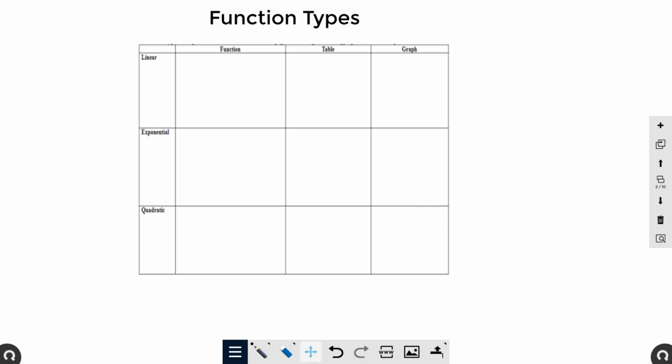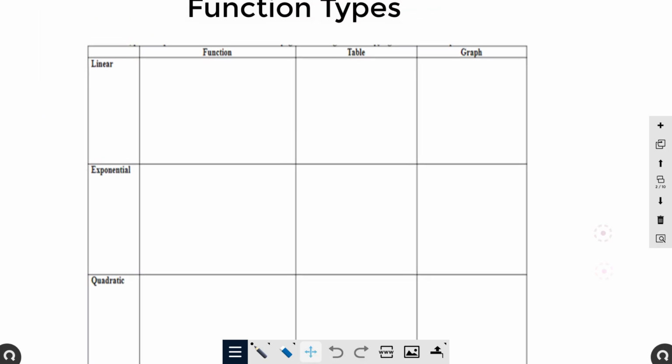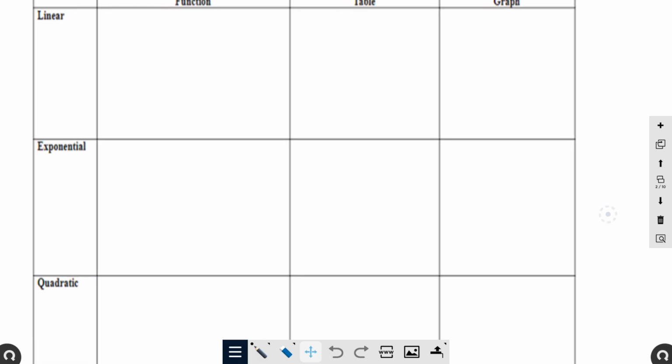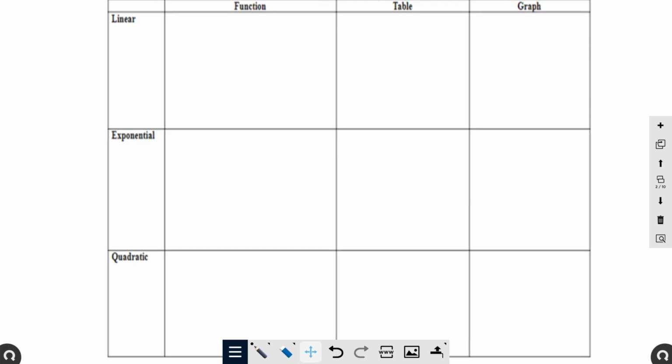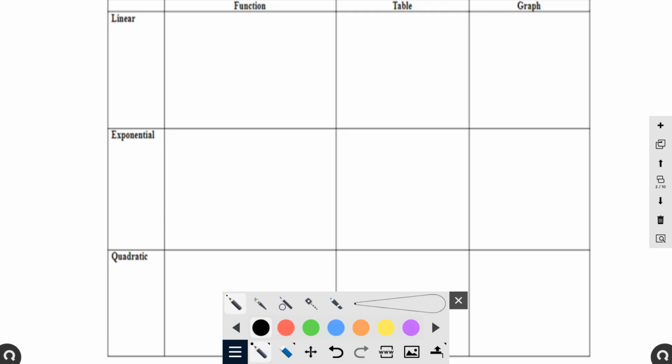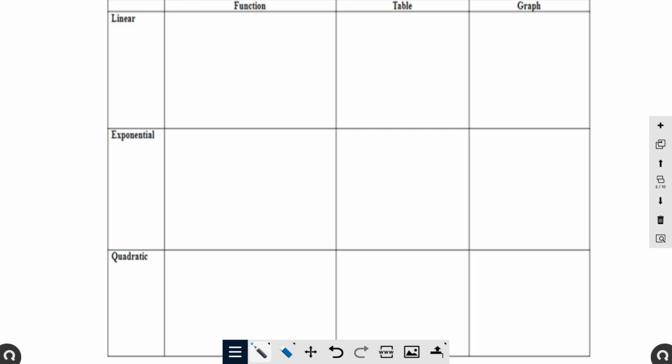Today's lesson is all about function types, and there are three main types that we're going to talk about. I'm going to make this bigger so that I have plenty of room to write in it. Our three main types are linear, exponential, and quadratic. So we're going to fill out this chart that I gave you on that handout. No, that was just quadratics. Yeah, I did put it on a yellow sheet last year, but it was only quadratics. Similar kind of chart. All right, so let's talk about linear.